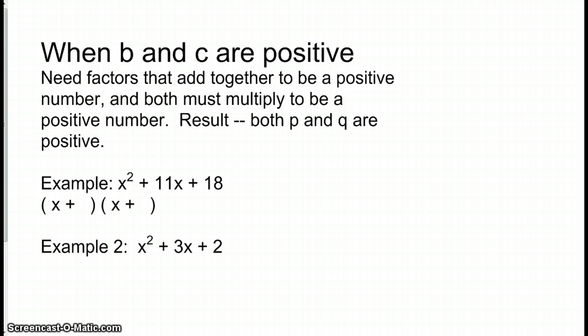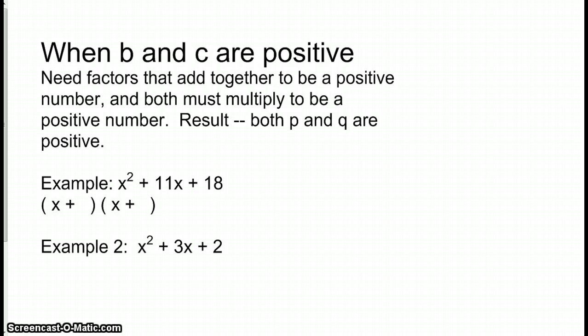When b and c are positive, it is the simplest case. You need two factors to add together to be a positive number, but they have to multiply to also be a positive number. The result of this is logically that both p and q must be positive. If they're multiplying together to be positive and adding together to be positive, they must both be positive.